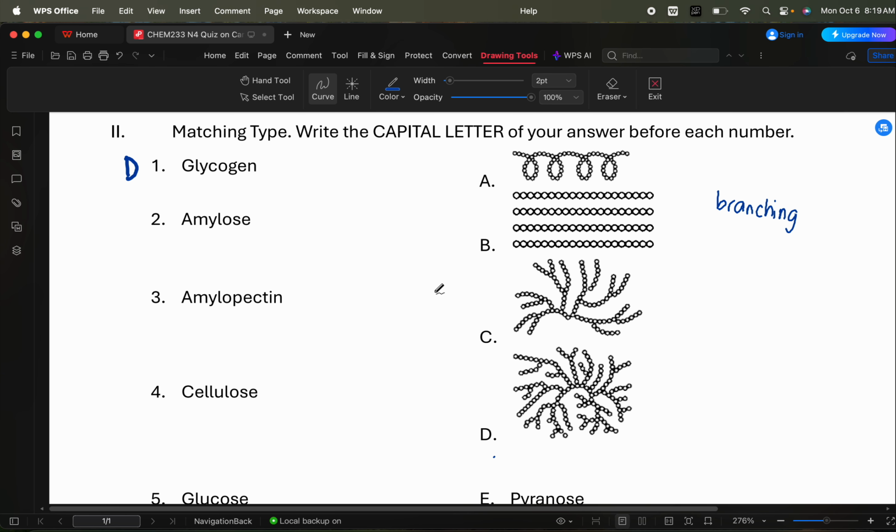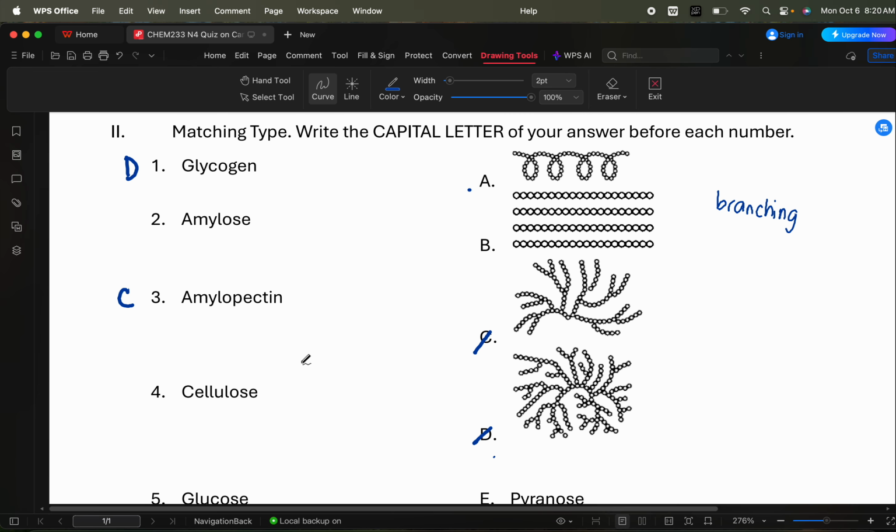For number 2, we have amylose. So recalling, between amylose and amylopectin, amylose is linear and amylopectin is branched. Okay, so highly branched, similar to glycogen. Since we're done with D, among amylose and amylopectin we are left with A, B, and C. But no, because C is the branch, so this is amylopectin.